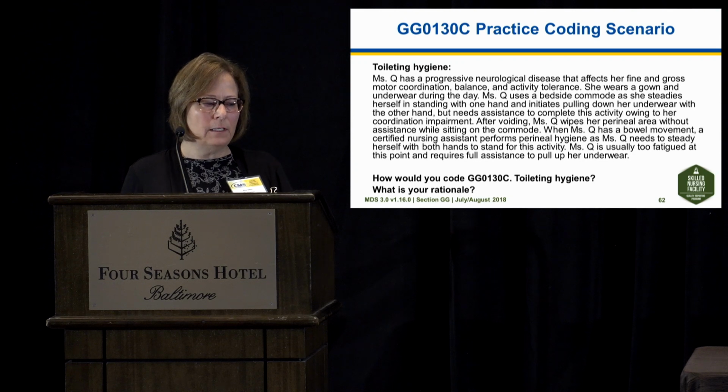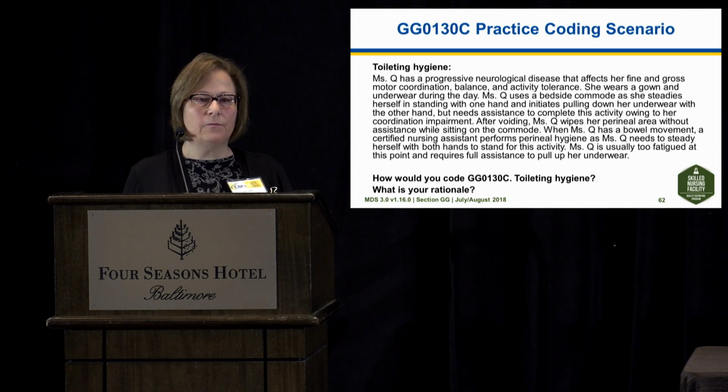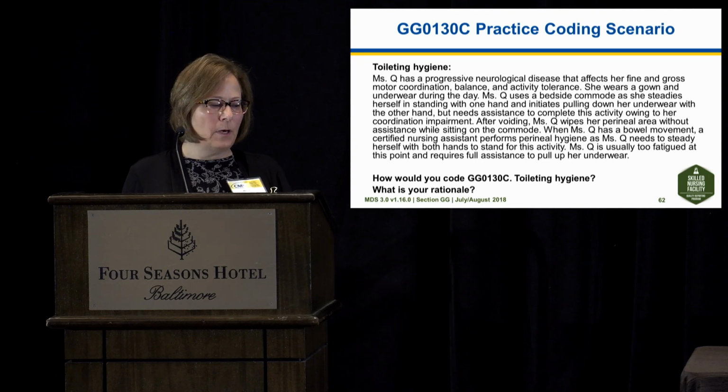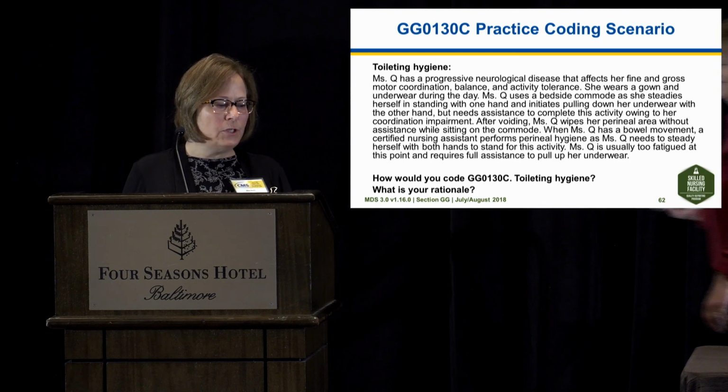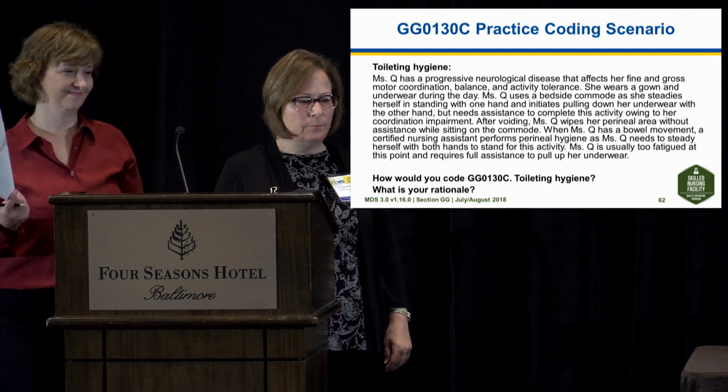After voiding, Ms. Q wipes her perineal area without assistance while sitting on the commode. When Ms. Q has a bowel movement, a CNA performs perineal hygiene as Ms. Q needs to steady herself with both hands to stand for this activity. Ms. Q is usually too fatigued at this point and requires full assistance to pull up her underwear. So how would you code GG0130C, toileting hygiene, and what's your rationale?